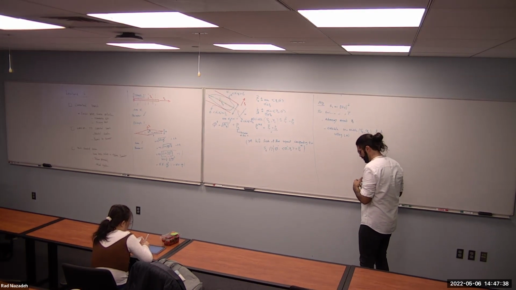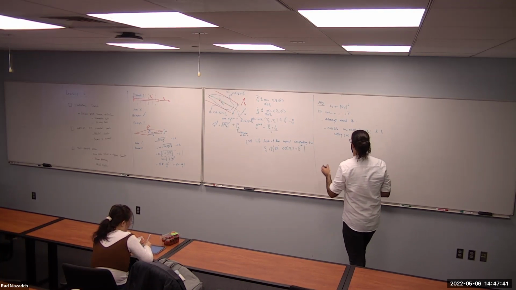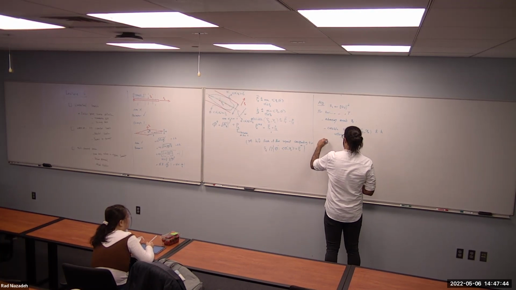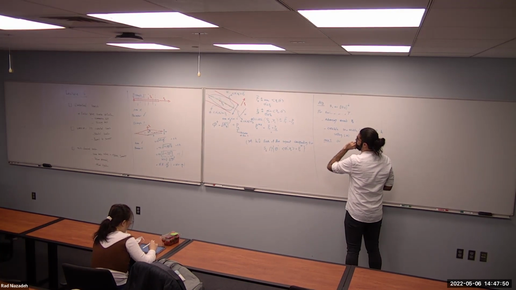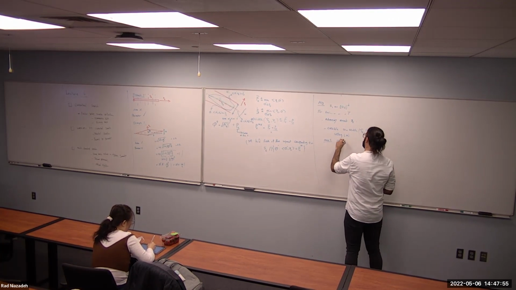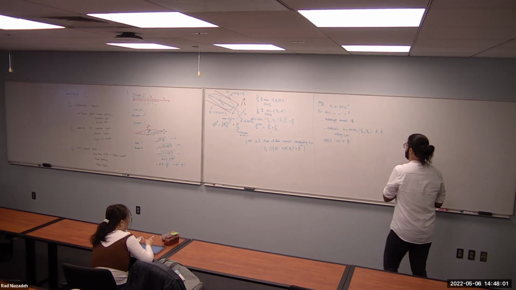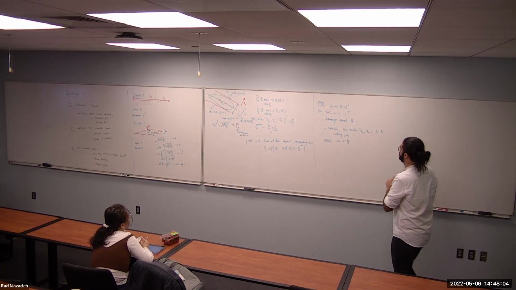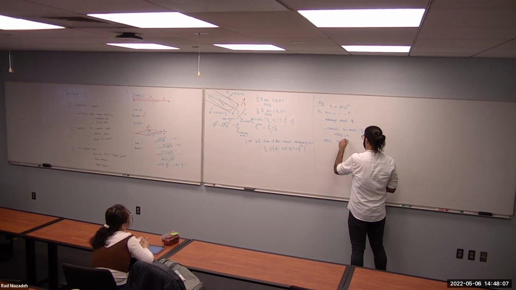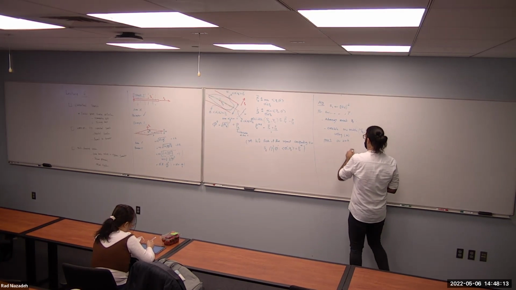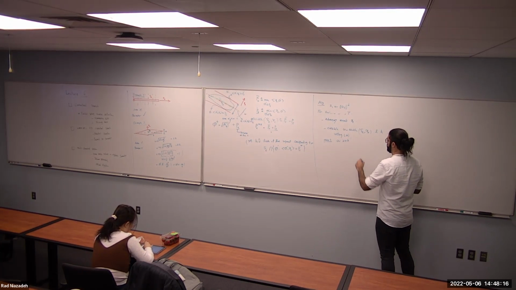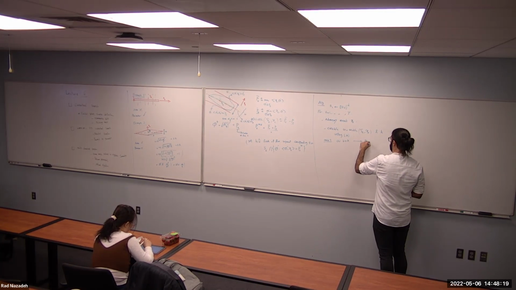I'm going to look at two cases. The first case is case 1: if W is greater than 2 times H, then let P_t be the midpoint.